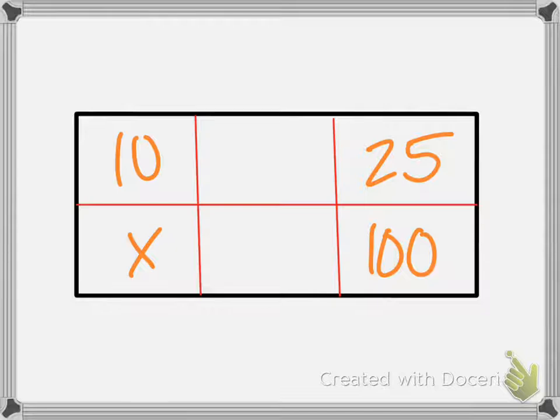I need to find their greatest common factor. What is the greatest common factor between 10 and 25? Who would like to answer that for me? Delaney, yes? 5? Yes, it is 5. Excellent. How do I go from 25 to 5?